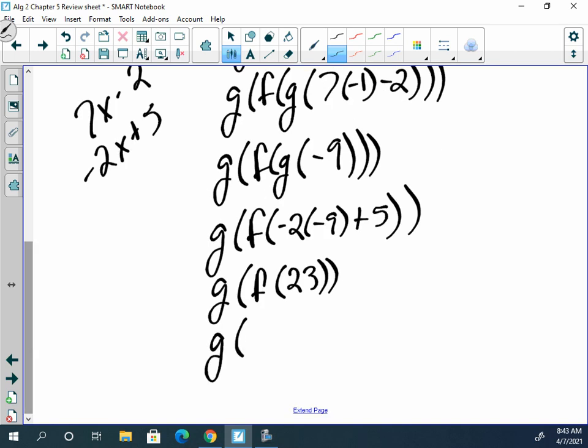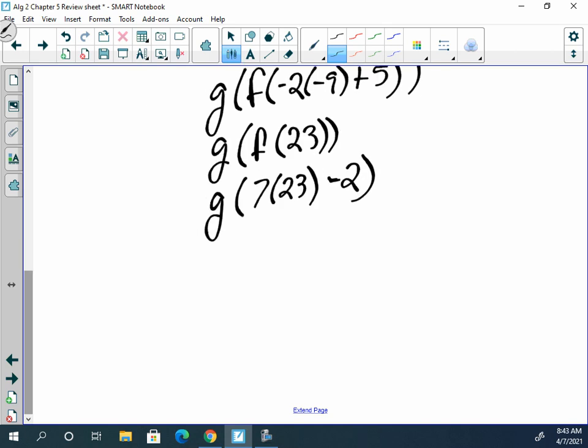Okay, well now we have f of 23. So it'd be 7 times 23 minus 2. Seven times 23 should be 161. Minus 2 would be 159. Yeah, I was doing it in parts. 7 times 23 would be 161, minus 2 would be 159. And you can just do 7 times 23 minus 2 in the calculator, and it'll give you 159.